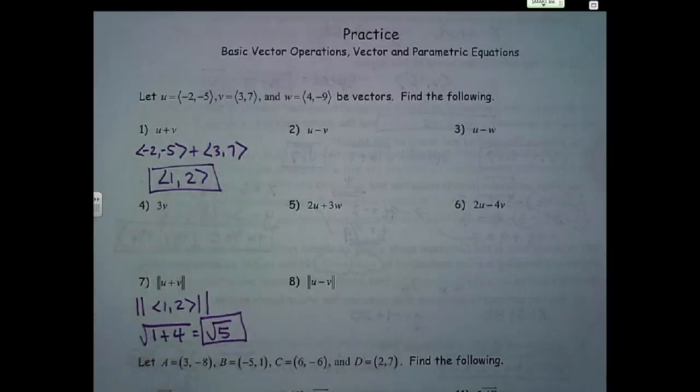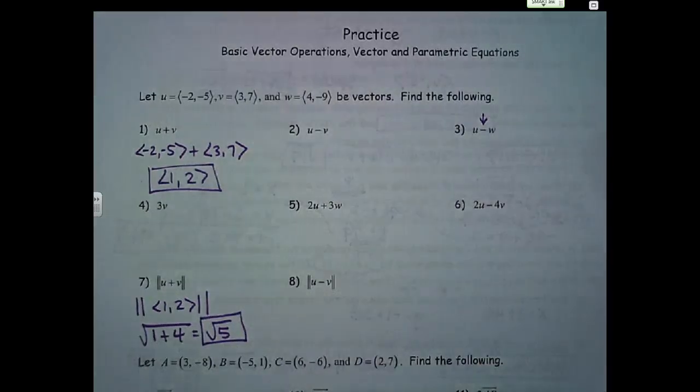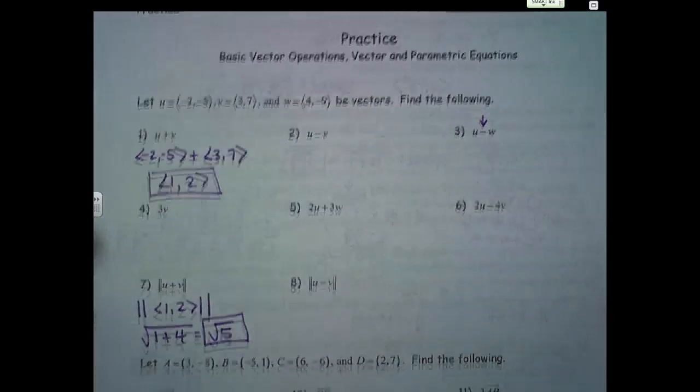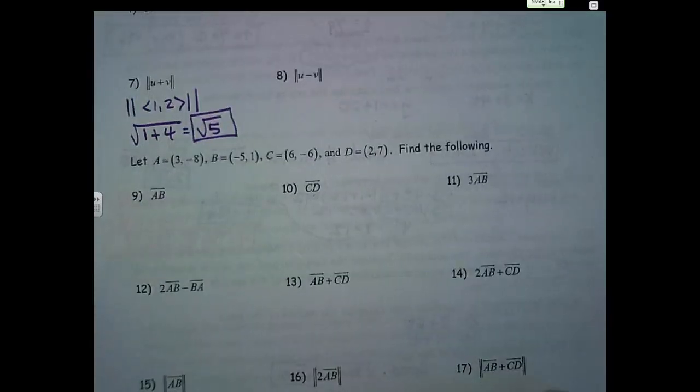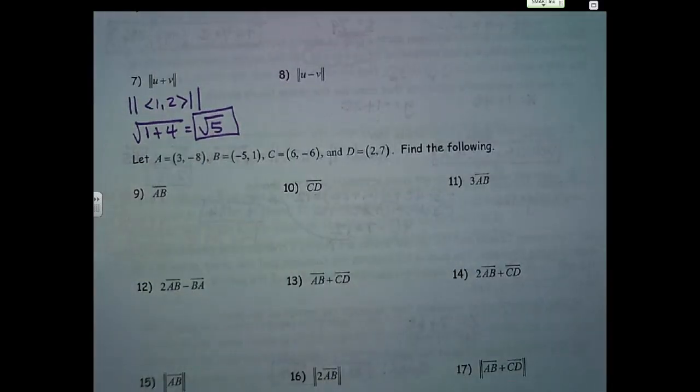Okay? Now, another one that I want to do with you is problem 3. Be careful of the subtraction. Be sure you're subtracting. And then I want to refresh your memory on how to do the problems at the bottom. Look at number 9. On number 9, I give you a bunch of points, A through D, and it asks, what is the vector name A to B? In other words, how am I going to get from A to B?